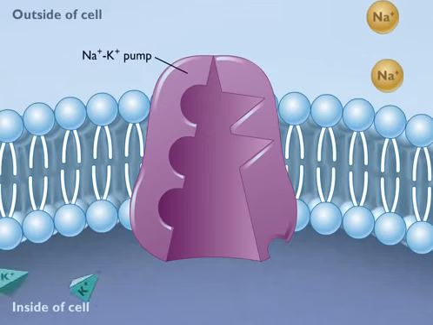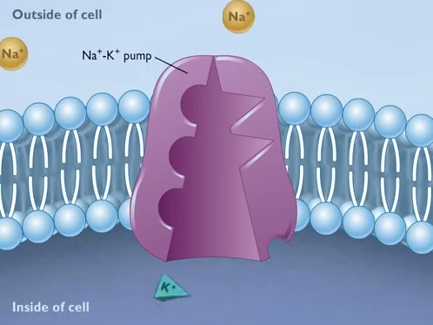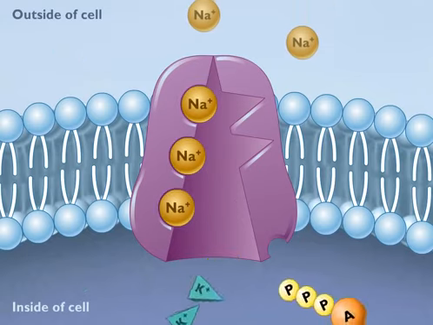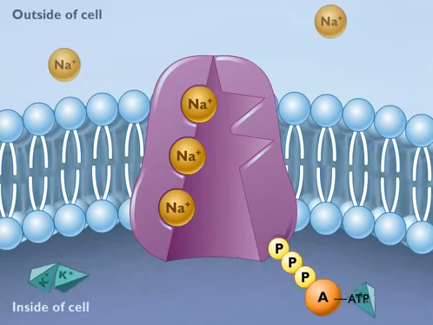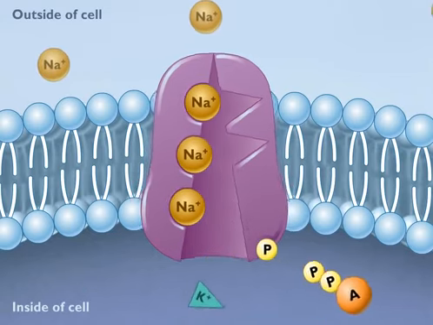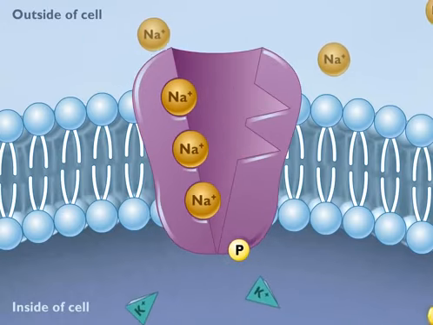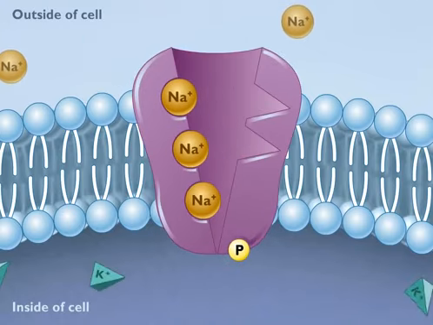The sodium-potassium pump is an active transport mechanism. Three sodium ions bind to the protein channel, and an ATP provides the energy to change the shape of the channel, that in turn drives the ions through the channel. One phosphate group from the ATP remains bound with the channel.